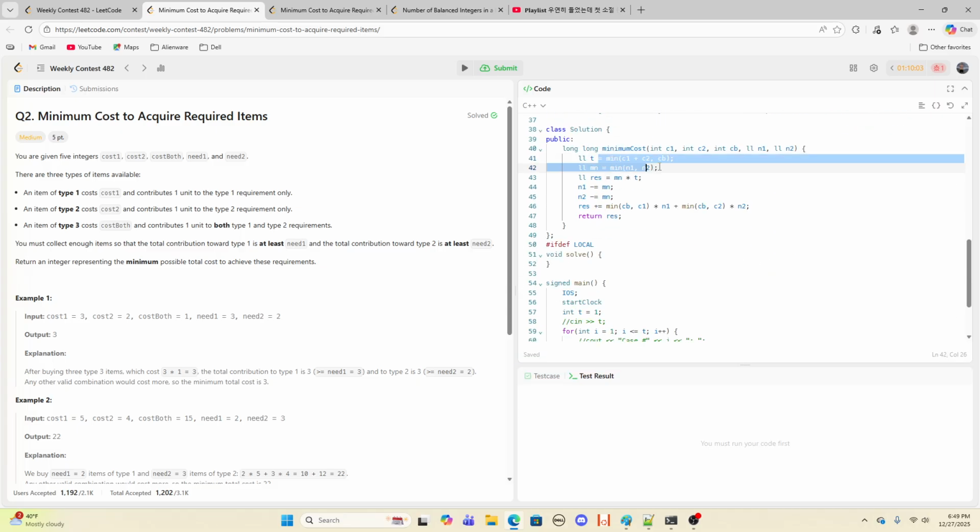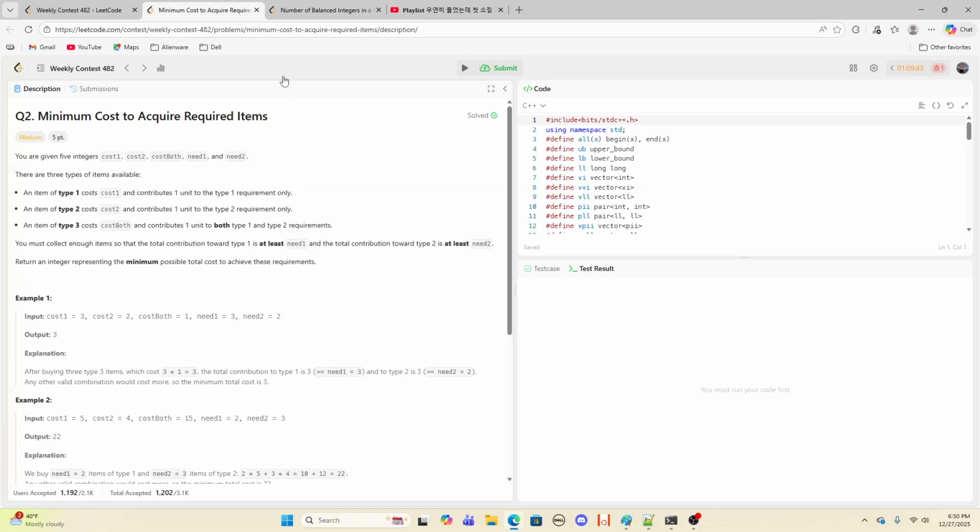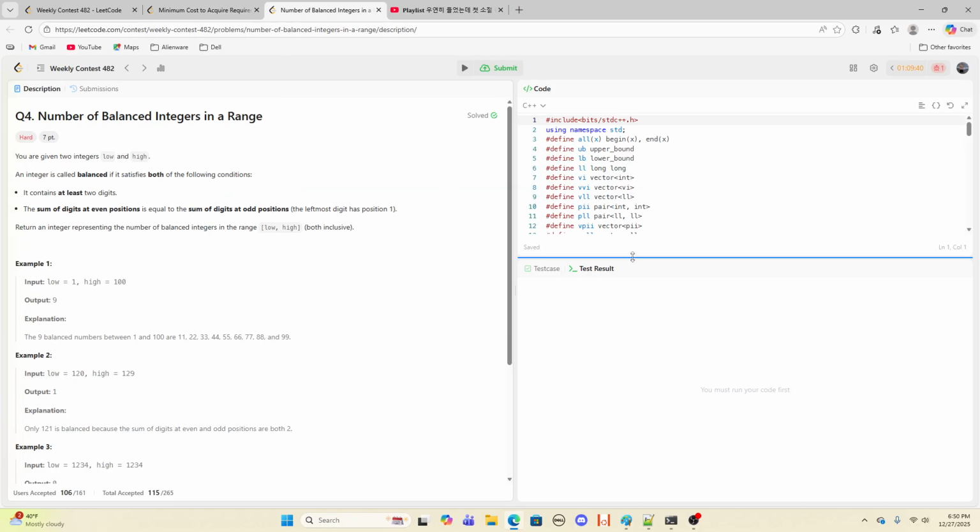You take the min of both of them to cancel out this minimum cover. Then you take out both of them. Then you add the remaining with the formula that I talked about. That's Q2. Let's go over Q4 first.